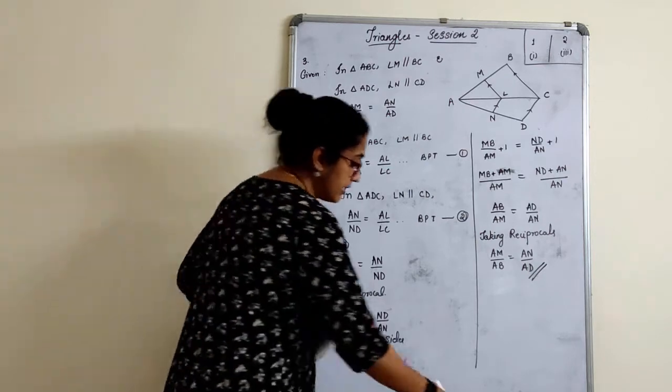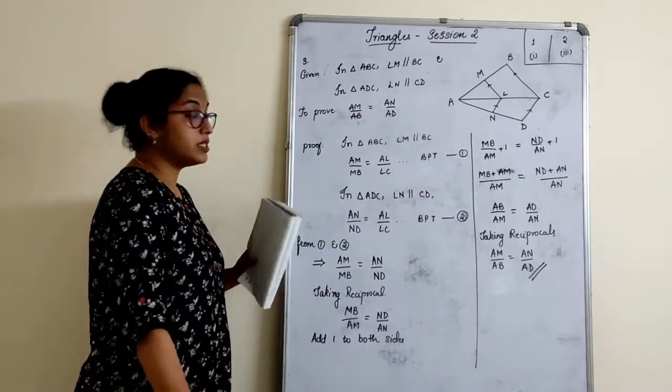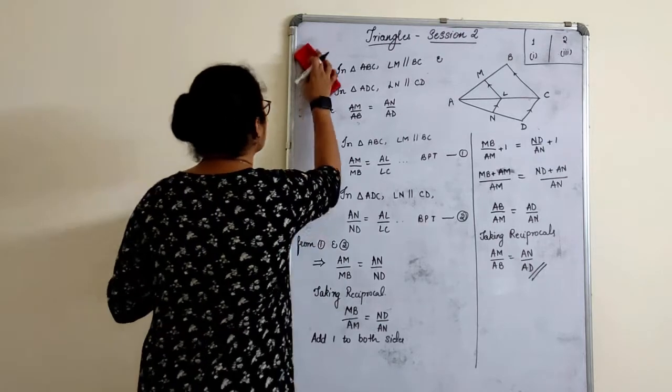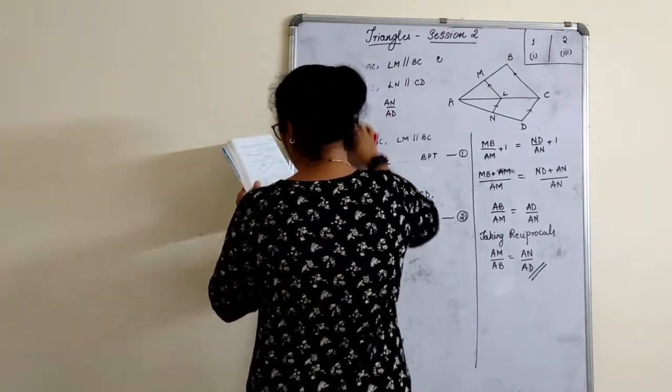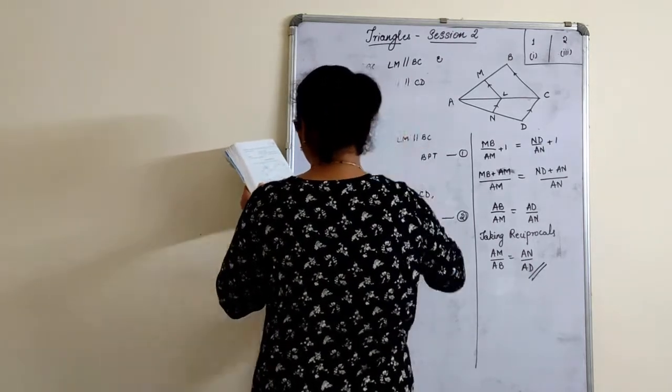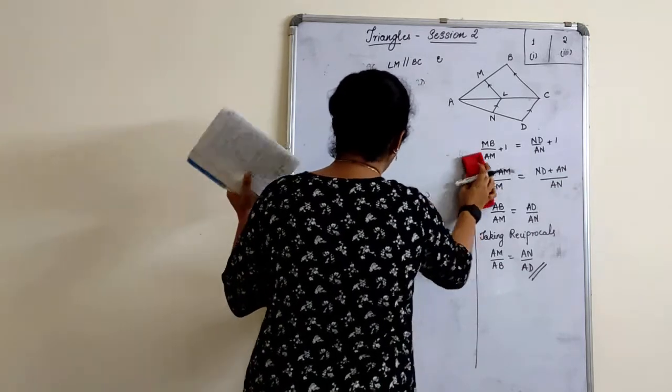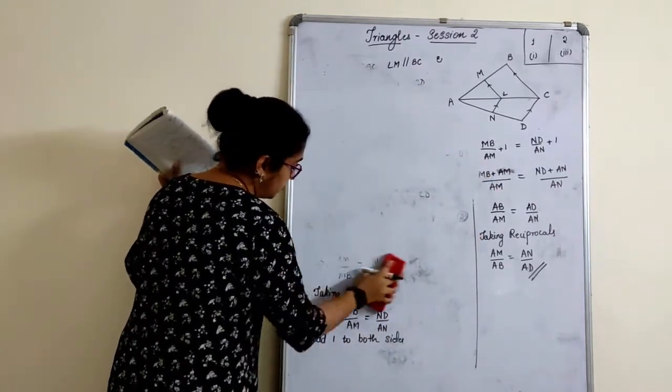We'll quickly move to the next one. You have to copy it down. Do this one below the other. Fourth one. In the given figure, they have again given two sets of lines that are parallel, and again we need to prove the BPT part there.